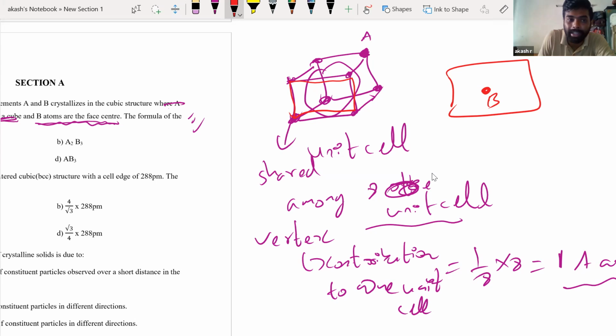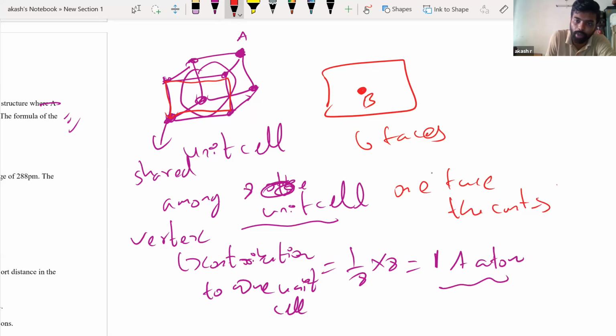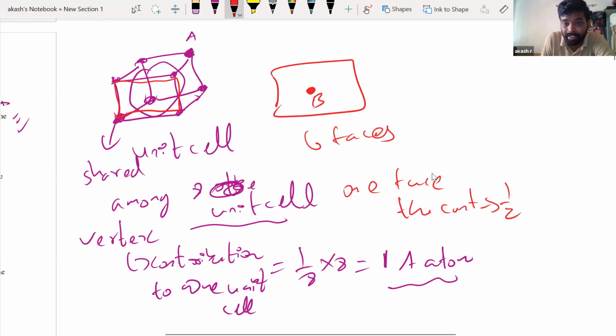Right. So now in each of the face centers, I have 6 faces, right? And in each of the 6 faces, you have 1 B atom, right? And I know for one face, the contribution is what? 1 by 2, because I told you that this particular face is shared between 2 cubes, right? Now, how many such faces do I have? I have 6 faces.